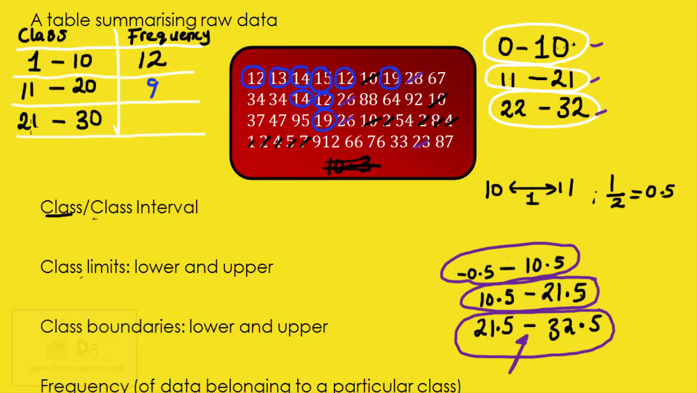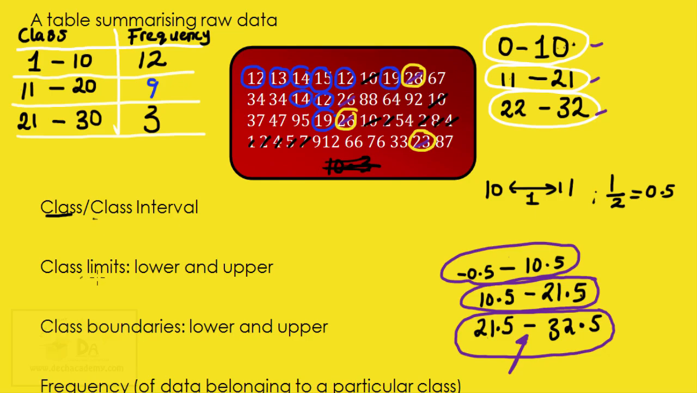And finally, for numbers between 21 to 30, we need to determine the frequency of numbers in that range. So let's scan through. 28 falls in that range, so that's 1. 26 falls in that range, so that's 2. And that's 23, it falls in that range, so that's 3. So there are only 3 numbers between 21 and 30. So the frequency of the class with a class interval of 21 to 30 is 3. I'll show that in black.